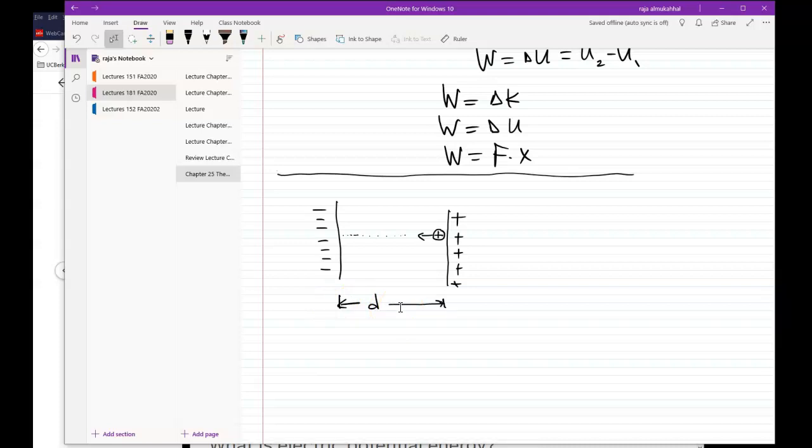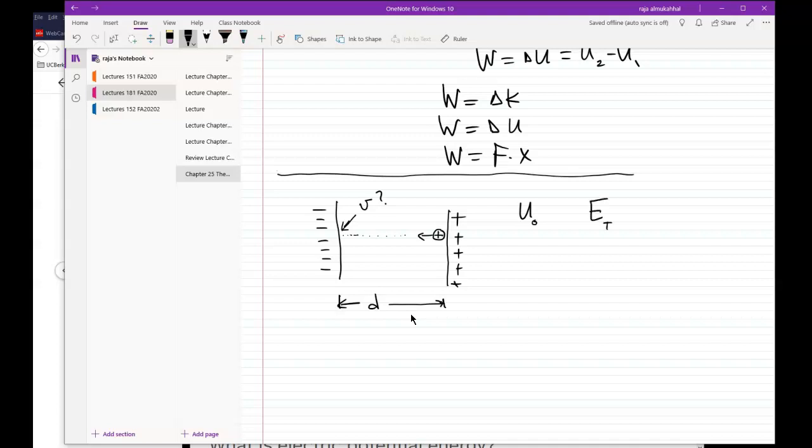Now, if I am given, let's say, the initial potential energy of the proton, so I know the initial potential energy of the proton, which is an electric potential energy, and I would like to know what is the speed of the electron right here. In this case, I can also use the conservation of energy. Remember, the conservation of energy law applies everywhere.